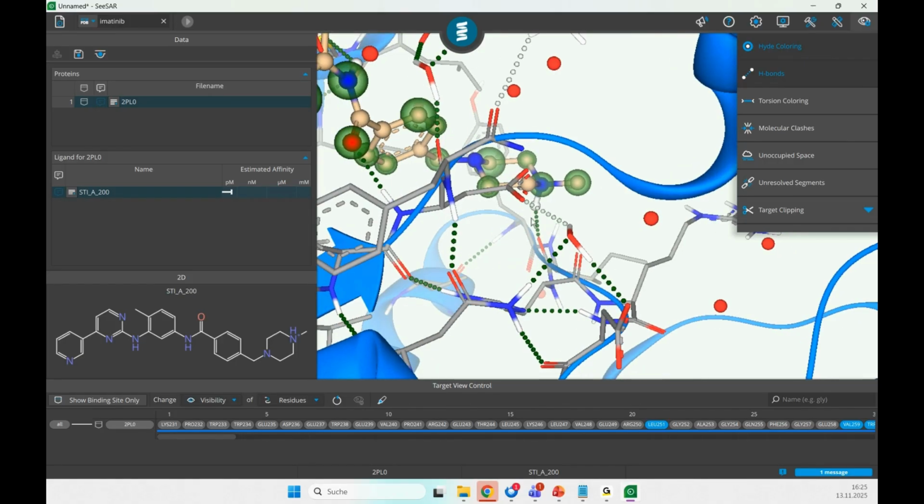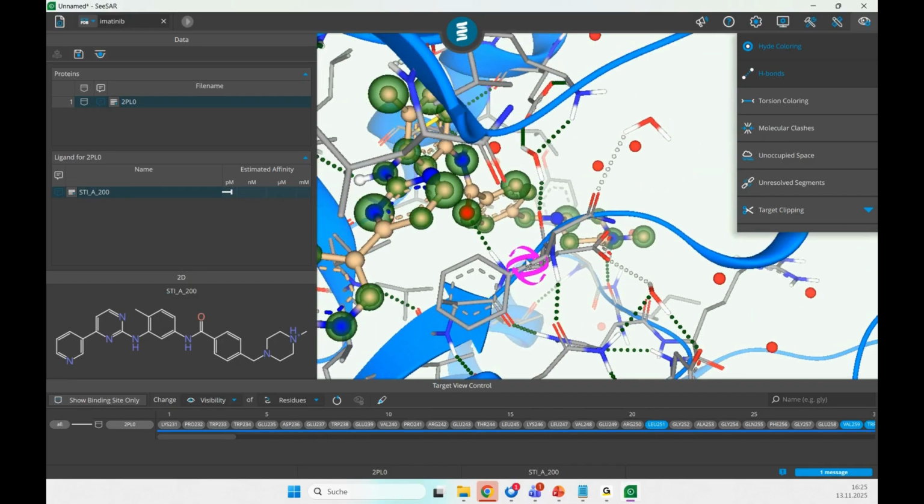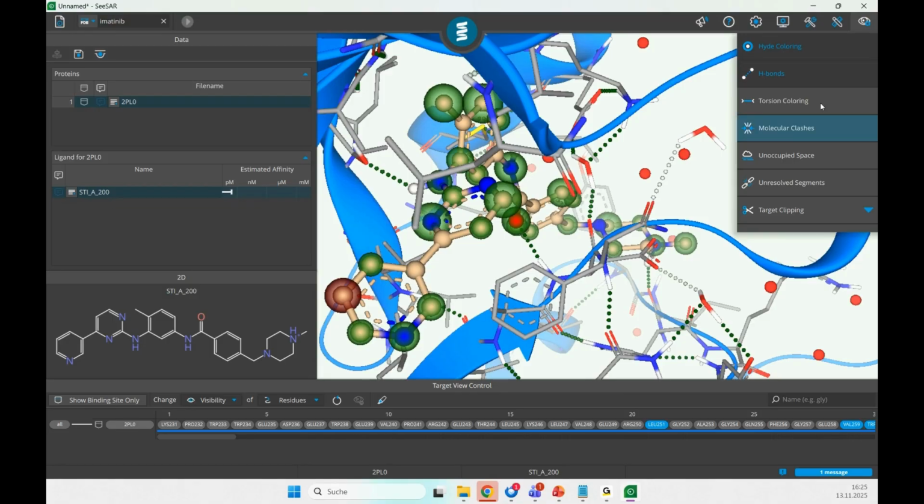So light green means geometry is so-so. It's not like it's a very questionable hydrogen bond, but it's not one in perfect geometry, which also can help you to assess how well your compound interacts within the binding site from the geometry perspective.